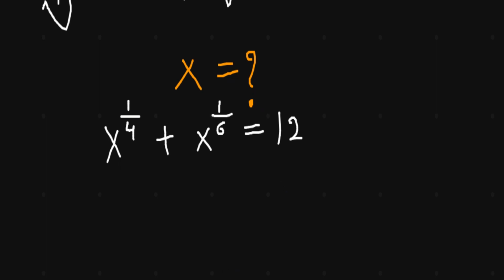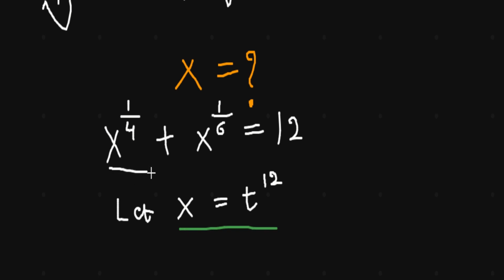So here we are taking, let x is equal to t power 12 here. So here we have taken x is equal to t power 12. So substituting the value, that is t power 12, in the above equation, that is x power 1 by 4 plus x power 1 by 6 is equal to 12. So we are substituting this here.